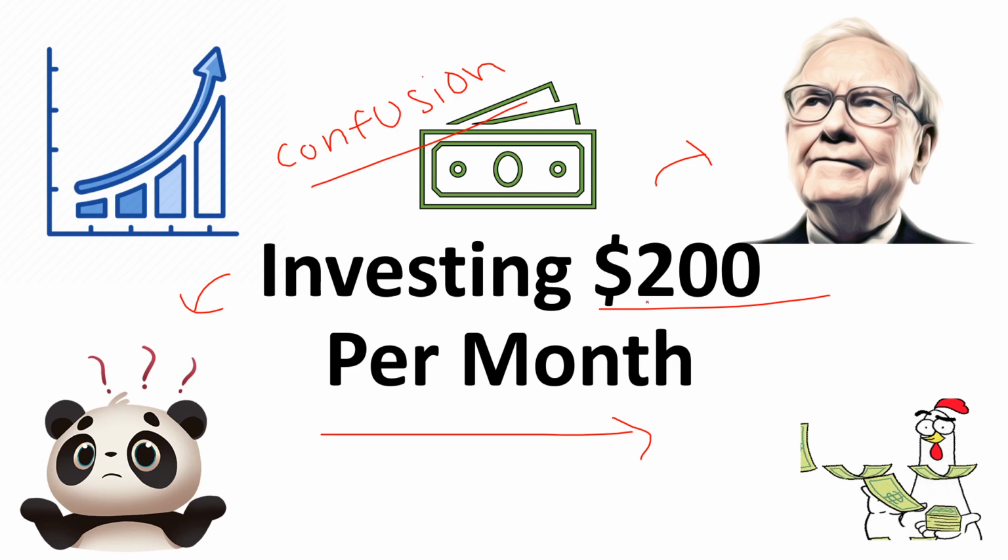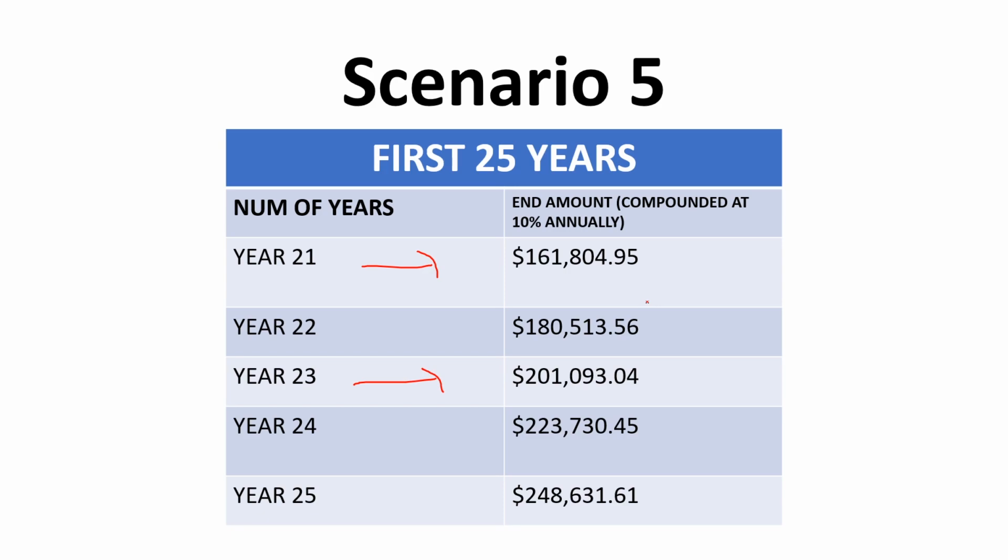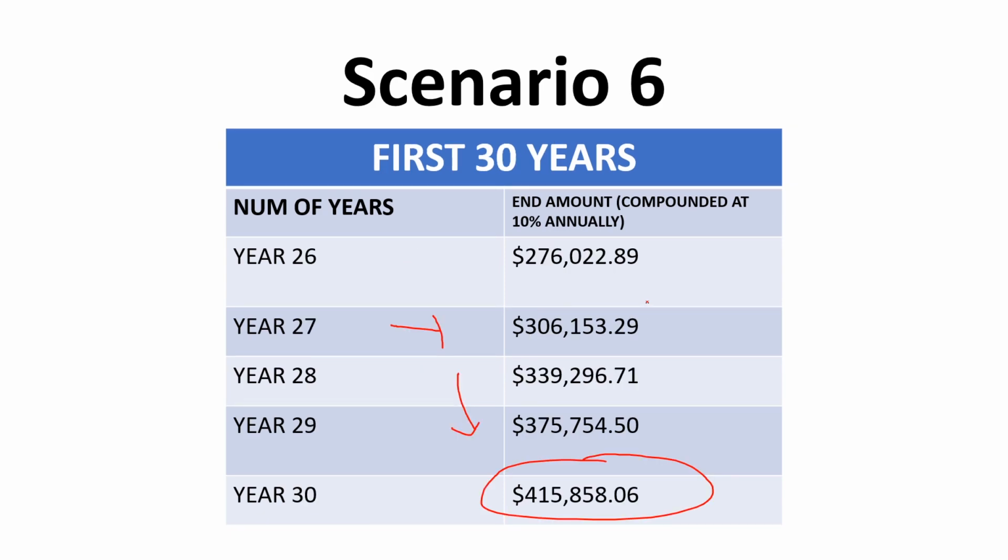Hopefully this gave you a better idea of the power of compound interest, which is really the entire point of today's video, because as you guys saw, it all started with almost $3,000 and it went all the way up to $415,000, almost $500,000.